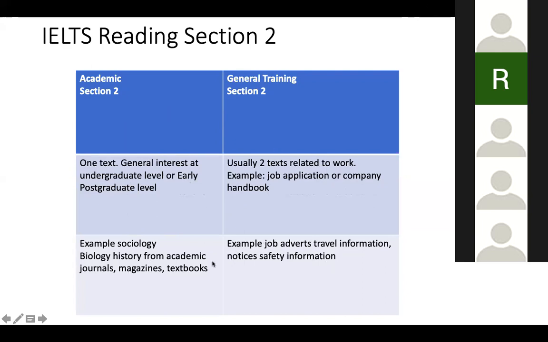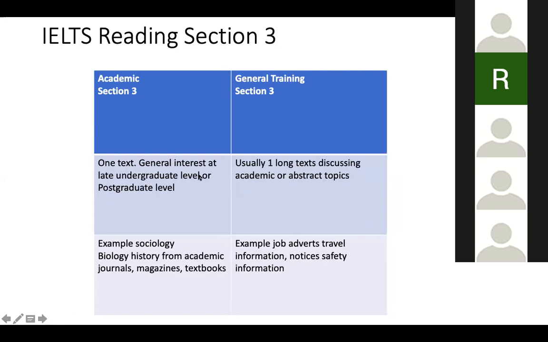So this is where you'll be getting your sections. I mean, this is where you'll be getting your content. Okay, so this is borrowed from history books, from academic journals and all that, whereas this one again from travelogues, from all that. Okay. And then section 3, the difficulty level is increasing. Here it's going to be in your postgraduate level, and it's borrowed from these sources, whereas in your general training, it's going to be one long text.